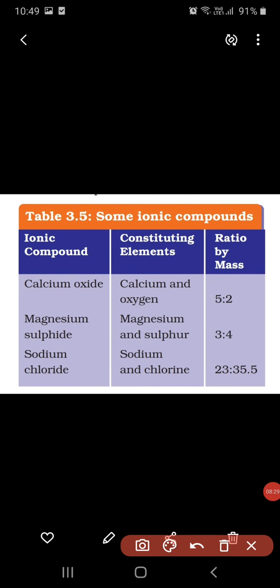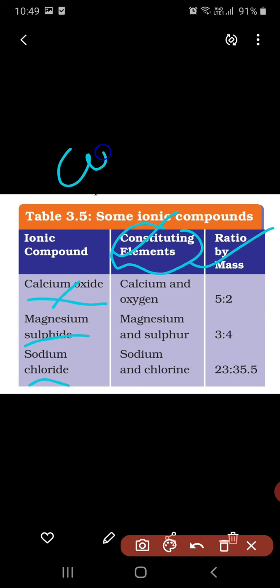Here are some ionic compounds. Here are the constituent elements and ratio. How the ratio by mass is calculated here. The list of compounds is given: calcium oxide, magnesium sulfide and sodium chloride. First of all, the constituent elements for calcium oxide are calcium and oxygen. So how do we calculate the ratio?